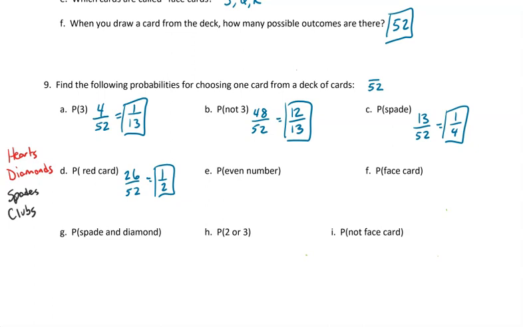All right, probability that we get an even number. So the even numbers are 2, 4, 6, 8, 10. So that's 5 different numbers that are even. But remember, each number has 4 cards. So if each of those have 4, then that means there's 20 total cards that have even numbers on them. So that's 20 out of 52, which again we can reduce into 5 over 13.